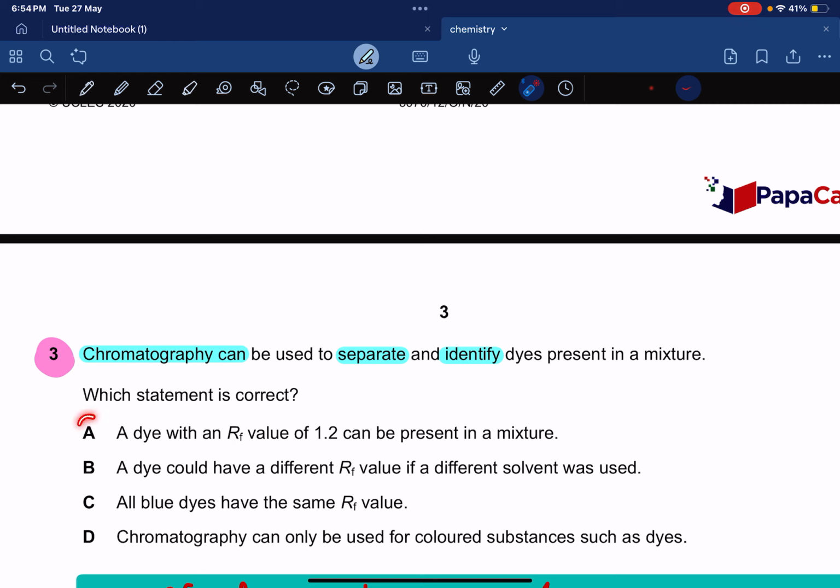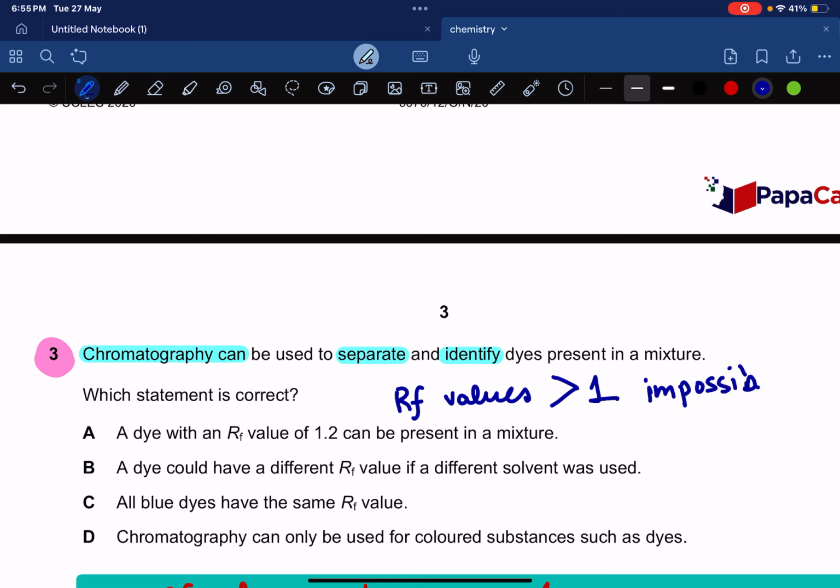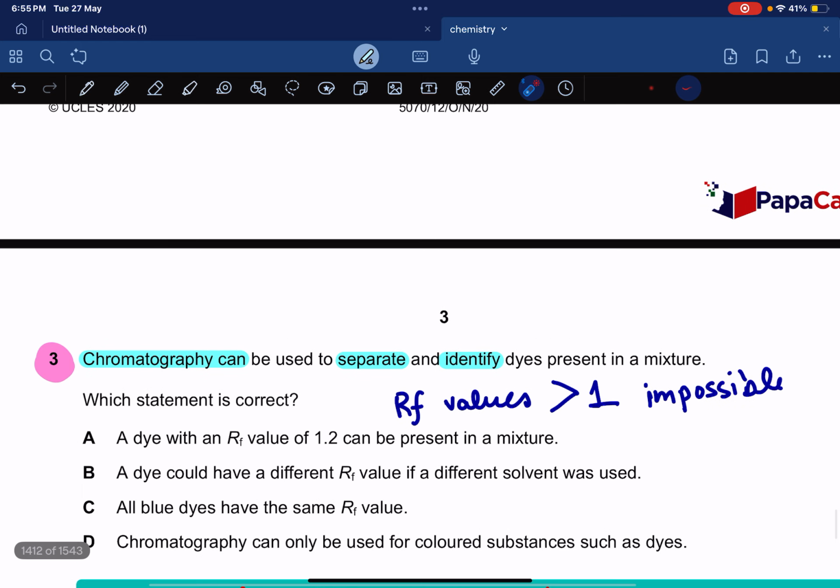Statement A says that a dye with an RF value of 1.2 can be present in the mixture. I tell you one thing today: RF values cannot be greater than 1. Greater than 1 is impossible. If you have an RF value greater than 1, that means it's wrong, so an RF value of 1.2 is not possible. Why? Because you just have to look at the equation. The distance traveled by the substance cannot be greater than the distance traveled by the solvent front. That's why you cannot have an RF value greater than 1. So technically this is incorrect.